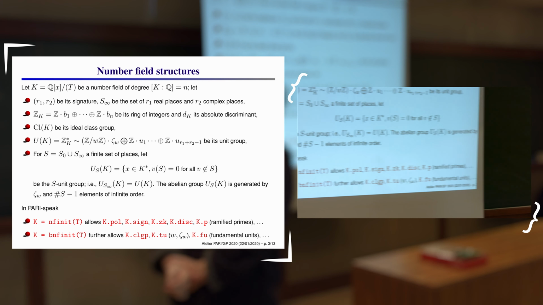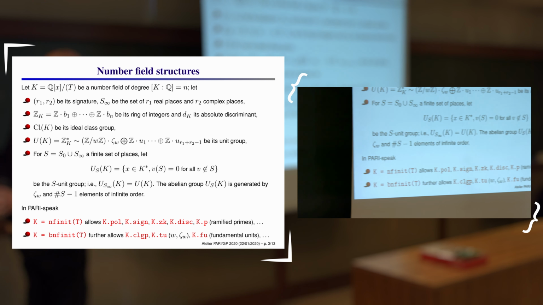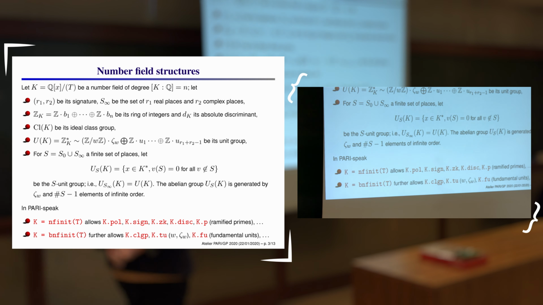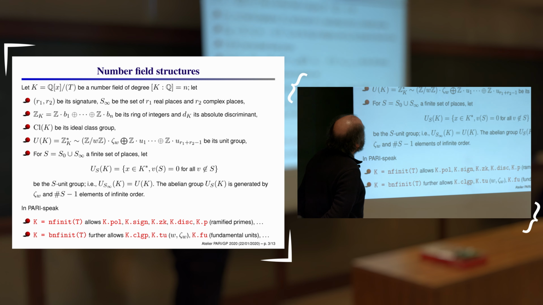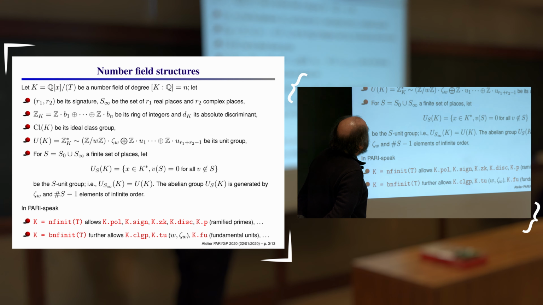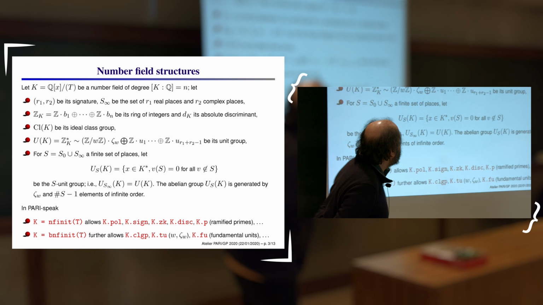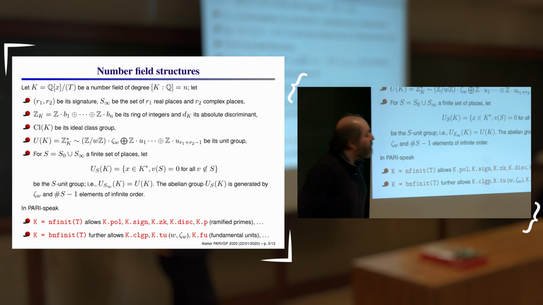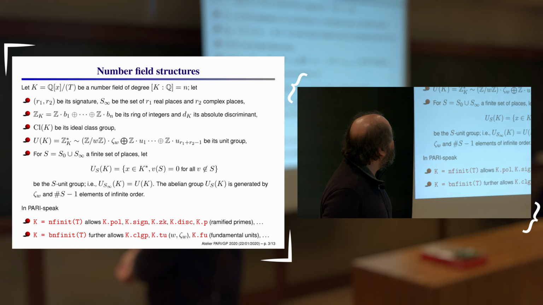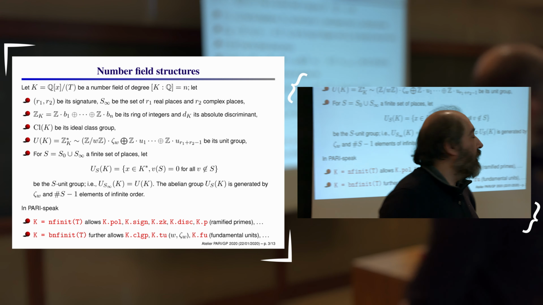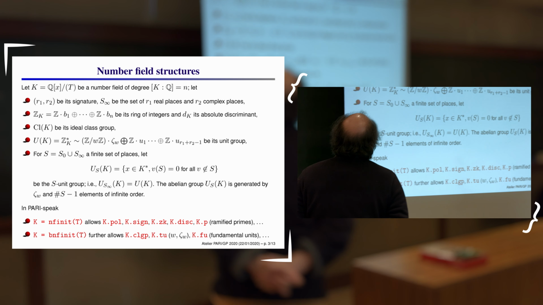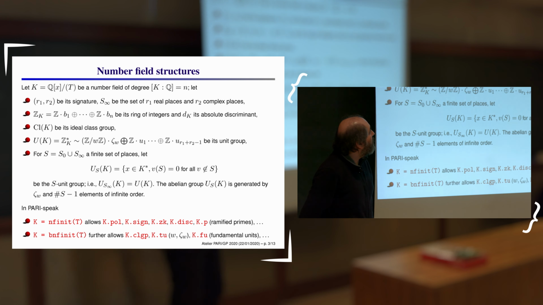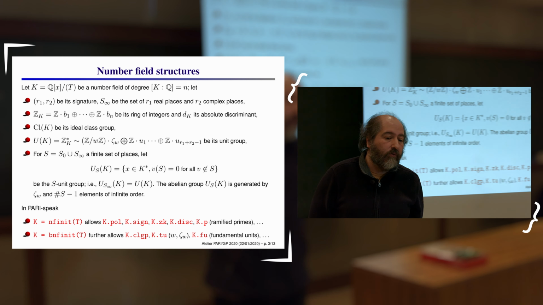Okay, so just some general notations, and then we come back to our problem. So, in general, we're given a polynomial, irreducible over Q, which defines some number field of degree n. It has a signature. We have R1 real places, R2 complex places. S infinity is the set of Archimedean places. Its ring of integers Z_K is a free Z-module of rank n, whose basis we call B1, ..., Bn.